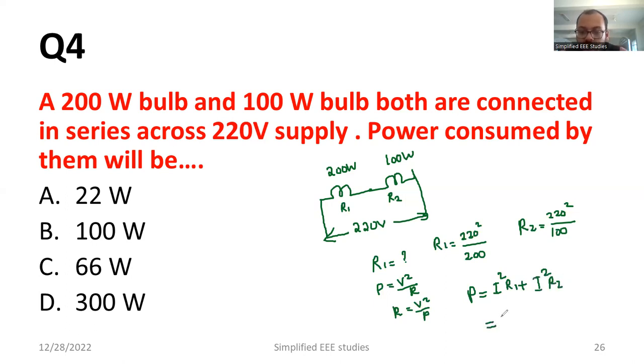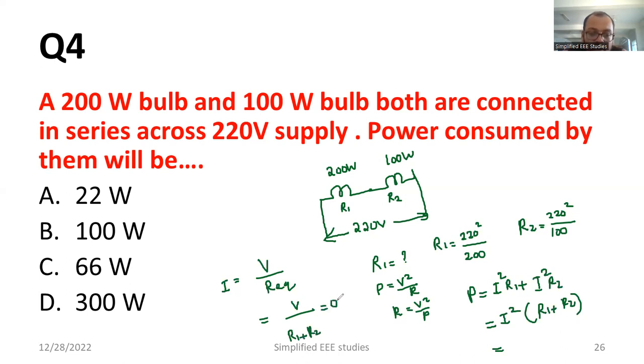So, let us take I as a common factor: I square into (R1 plus R2). So if you simplify, what is I? How to calculate I? So I is nothing but V by R equivalent. So what is R equivalent? R equivalent is nothing but R1 plus R2.